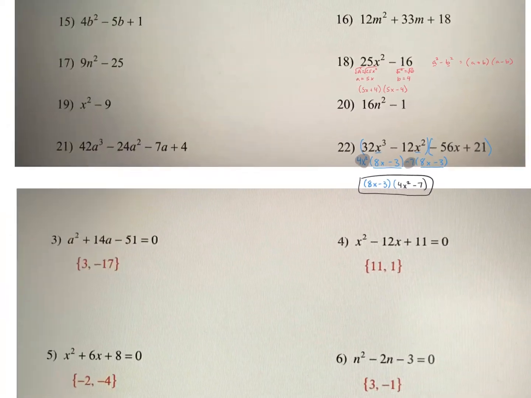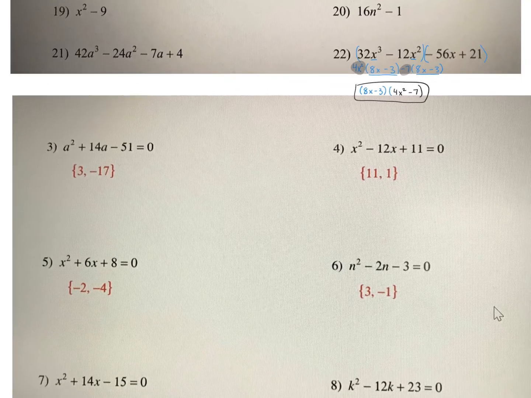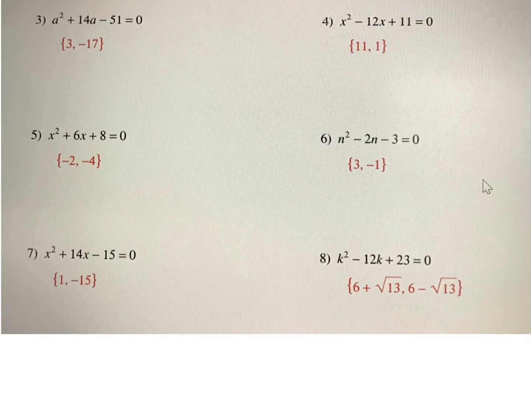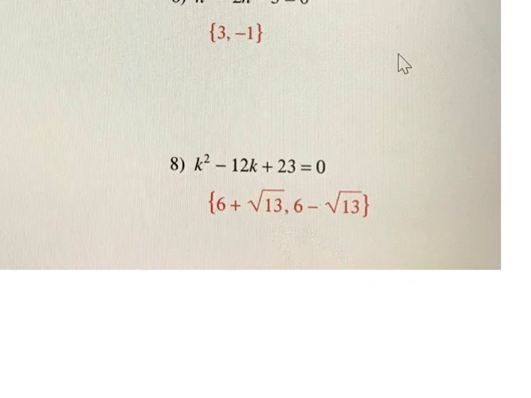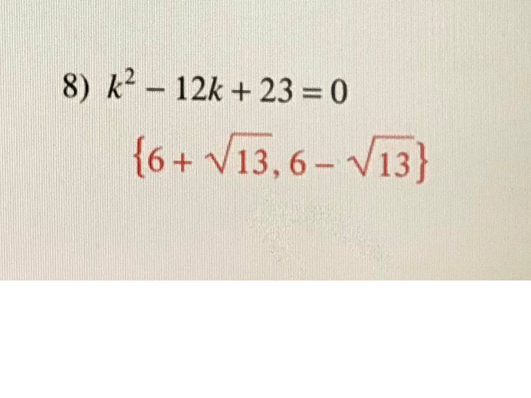And then let's do the ones on the bottom. They have the answers, but you still have to factor to figure out how to get the answers, but you can always check your work with the answers there. Let's do number 8, since this one's a little bit different, and we're going to get into this more on Monday. But we start by asking ourselves, what are 2 factors of 23 that add to negative 12?